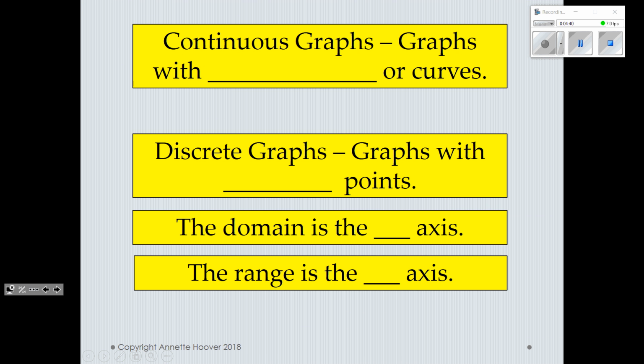Quick review. Continuous graphs are graphs with connecting lines or curves. Discrete graphs are graphs with distinct points. The domain is the x-axis, and the range is the y-axis. That concludes our lesson on graphing relationships.